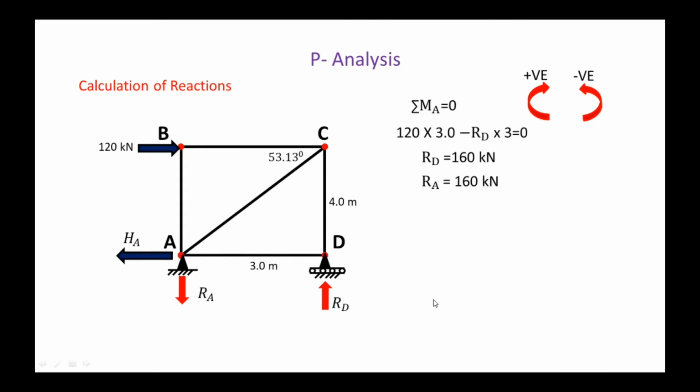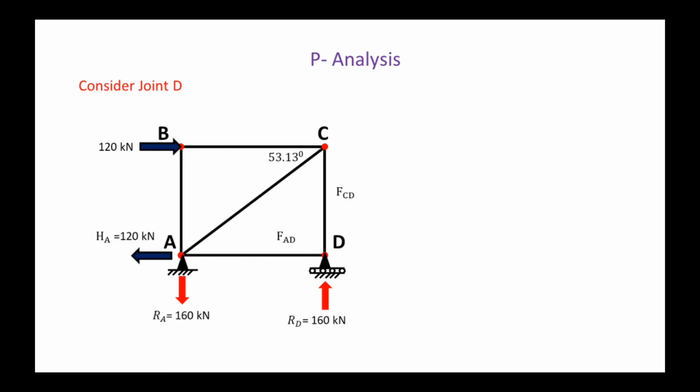Now next is the calculation of the horizontal reactions. So take here sigma Fx equal to 0. Now these are the sign conventions. Towards right is plus and towards left is minus. So here 120 is towards right, that is a plus, and here we are assuming HA is towards the left, that is a minus. So 120 minus HA is equal to 0. HA is equal to 120 kN.